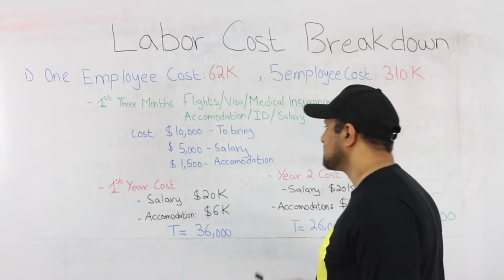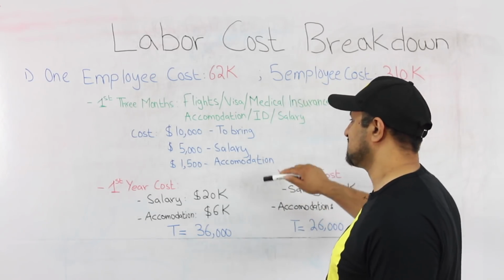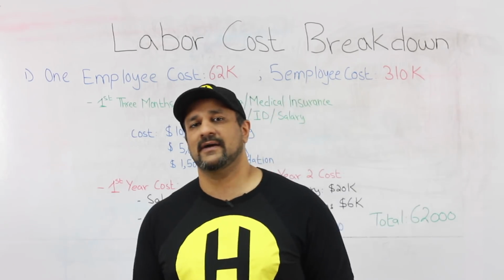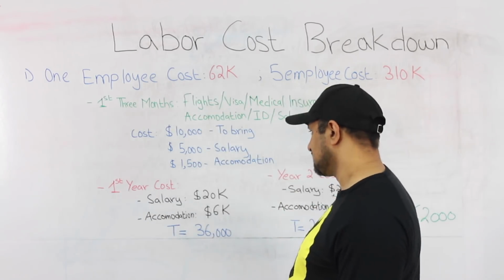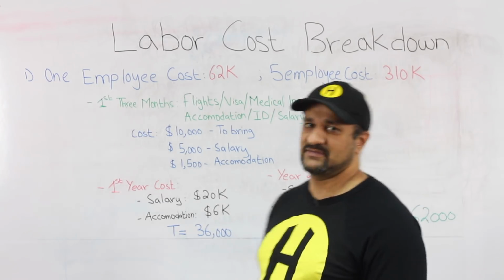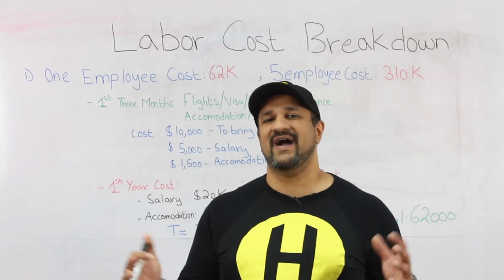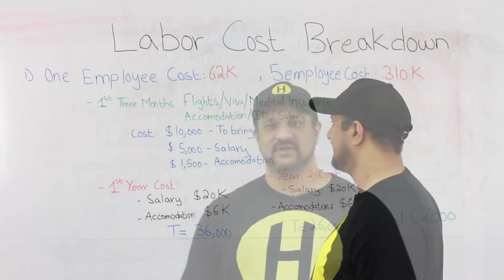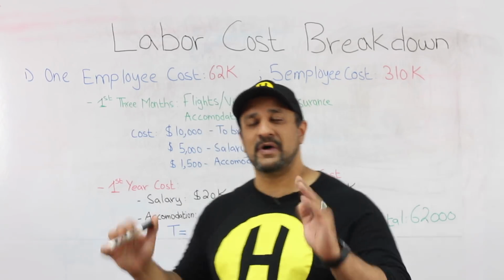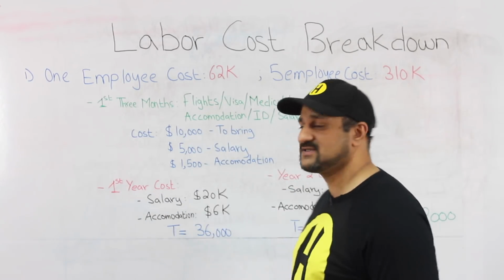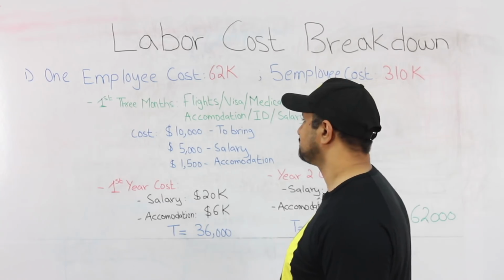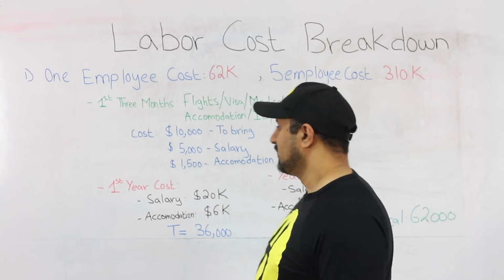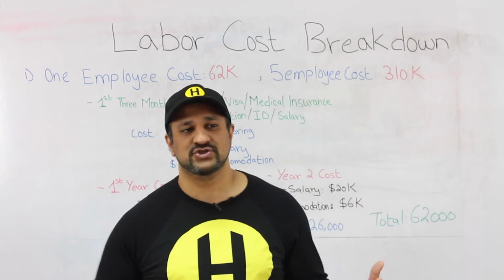And then there's your salary budget and your accommodation. Average salary is around 1,500, roughly, a little bit more, a little bit less. So for 3 months salary, it's around 5,000. Then there's your accommodation. Average accommodation is around 400 or 500 per month, so for 3 months, the accommodation is 1,500. In total, my cost to bring one employee for 3 months is around 16,500. Now, in the first 3 months, they're working on the actual construction project.